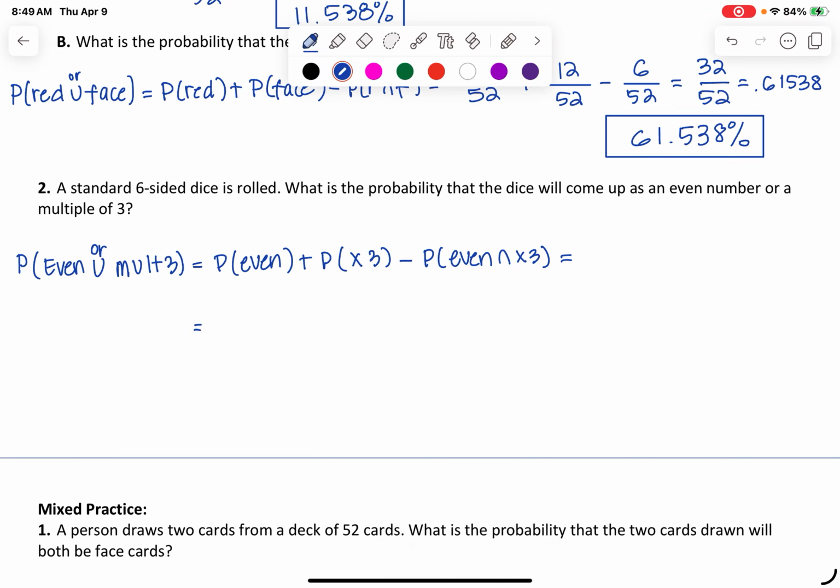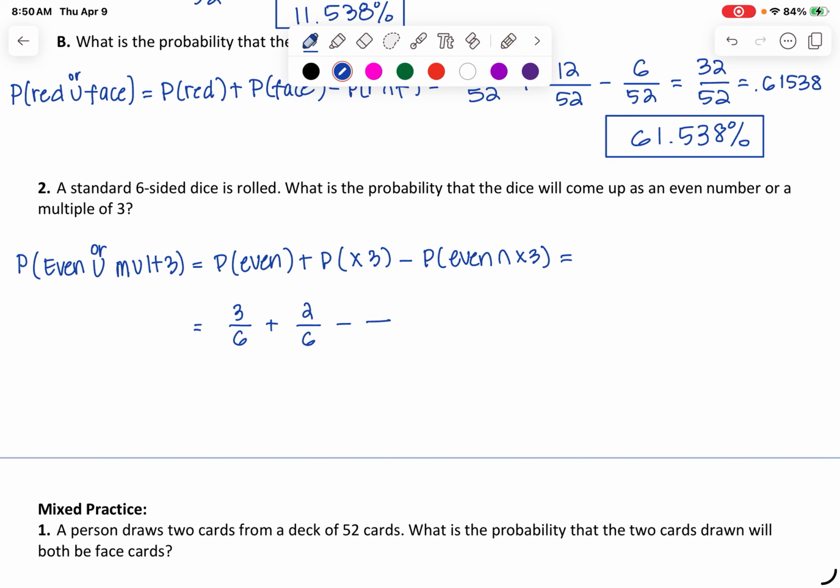All right, so probability that it is even. There's 1, 2, 3, 4, 5, 6. 2, 4, 6 are even, so 3 out of 6. And we don't want to put a simplified fraction because then we would have to get a common denominator. So we always keep our unsimplified fractions until the end. And then multiples of 3. Once again, 1, 2, 3, 4, 5, 6. 3 and 6 are multiples of 3. So there's 2 of them.